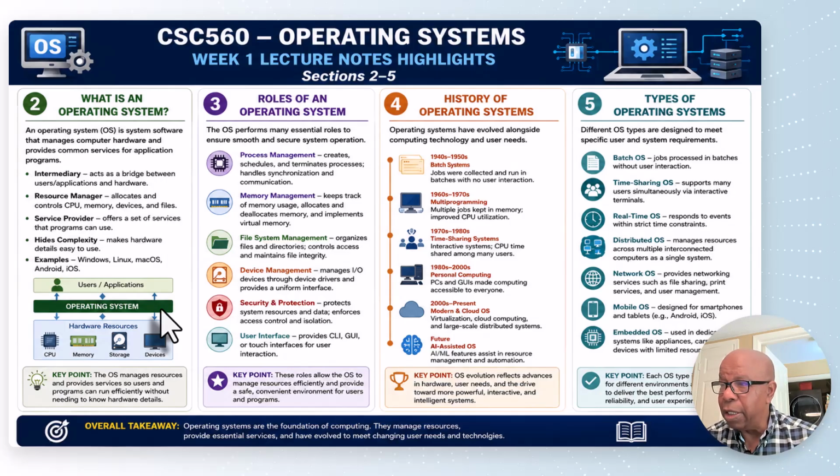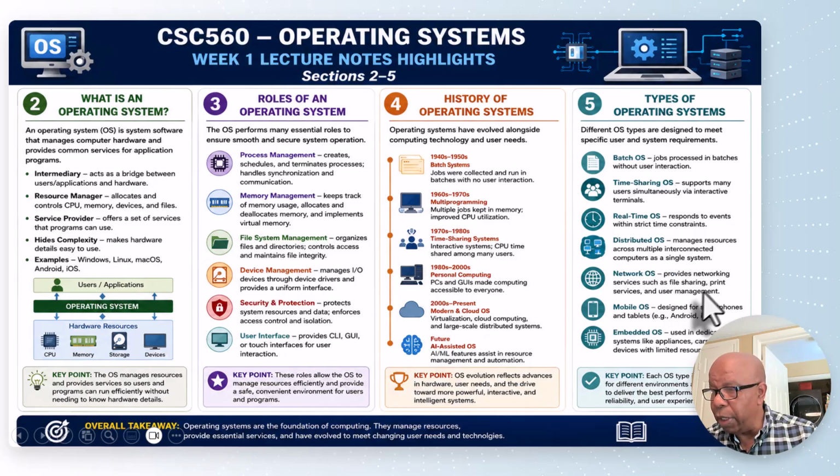Okay, types of operating systems. We have batch OS, jobs processed in batches without user interaction. Time sharing operating systems, real-time operating systems, distributed operating systems. Distributed manages resources across multiple interconnected computers in a single system. I've got 5 computers talking to each other. I need to be able to coordinate that through the operating system. That's basically done with a distributed OS.